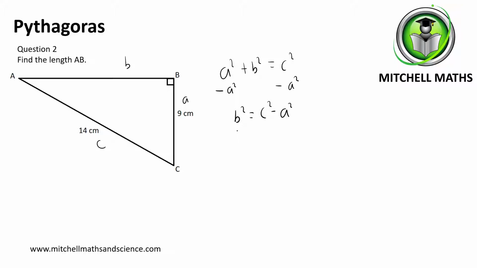Now I can put the numbers in order to find B squared. So C is 14. I've got 14 squared, take away 9 squared, which equals 115. Therefore, B squared equals 115. And in order to find B, I'm going to need to square root both sides, which is going to be B equals square root of 115, and that's equal to 10.7 centimetres to one decimal place.